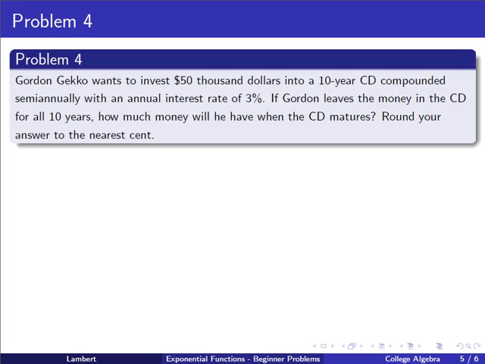If Gordon leaves the money in the CD for all 10 years, how much money will he have when the CD matures? And we aren't going to account for taxes here or anything like that. But round your answer to the nearest cent. That's what we'll want to do. Okay, so we need to know the compound interest formula because we're compounding here, and it says compounded semi-annually.